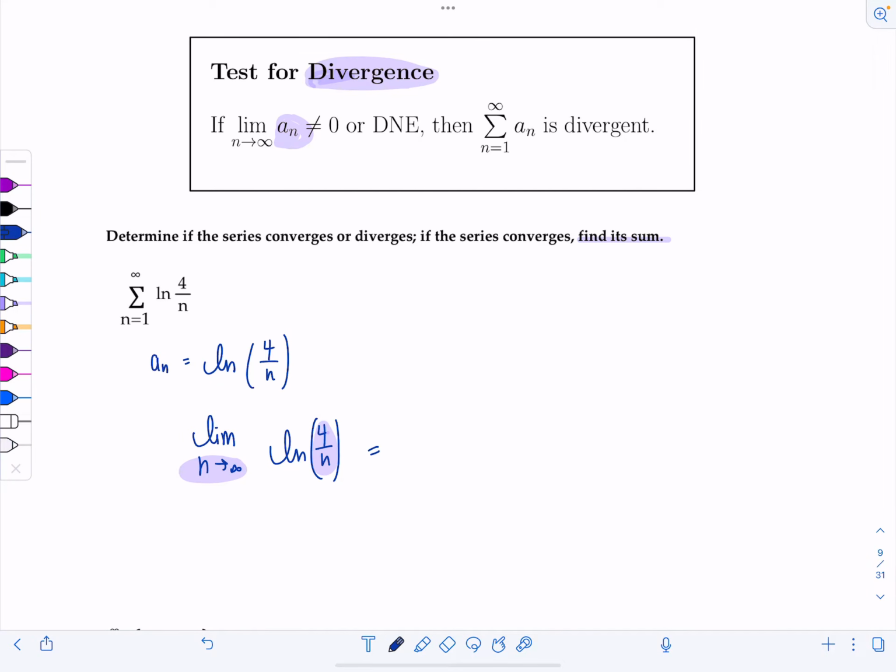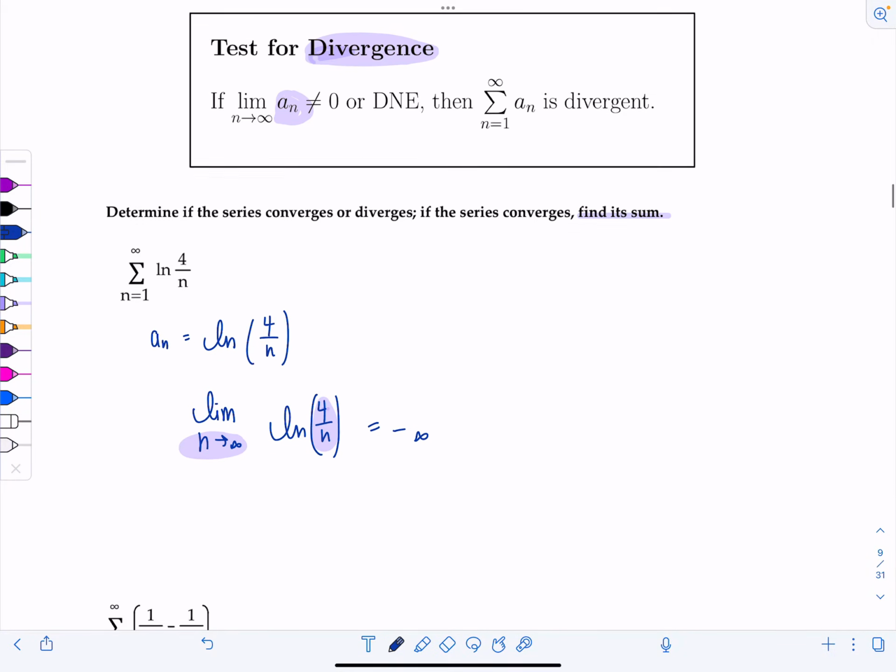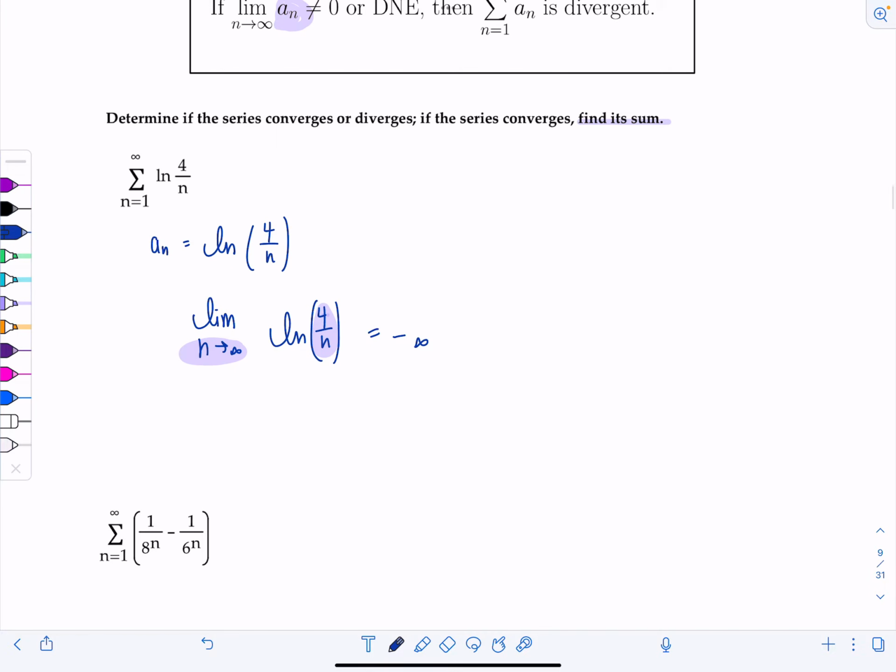Okay, and I'm just doing this based on imagining the graph. If my students always forget the graph, that's fine. I mean, it's not fine, but what are we going to do?